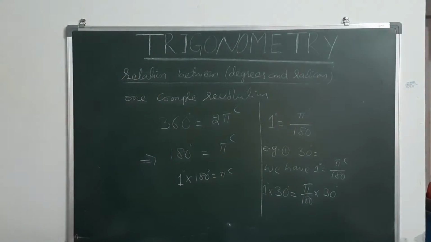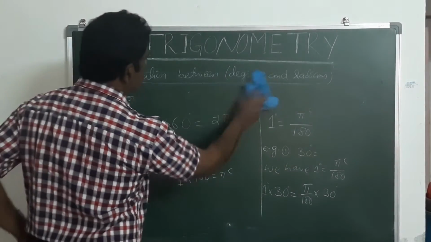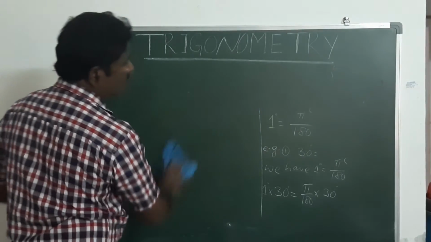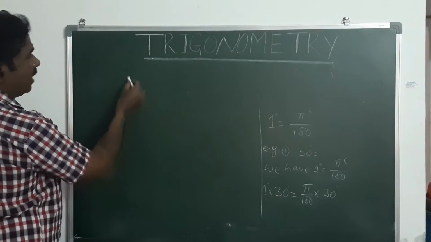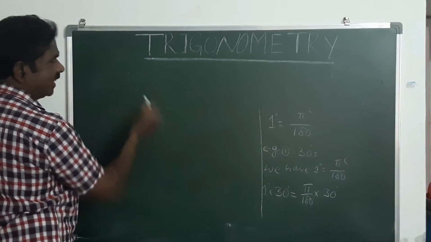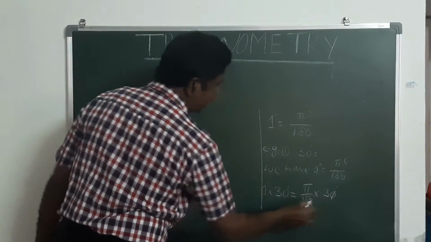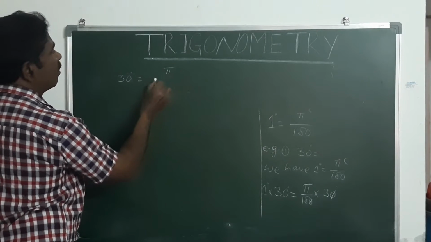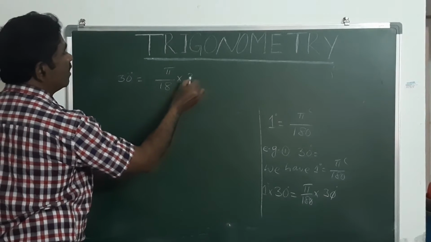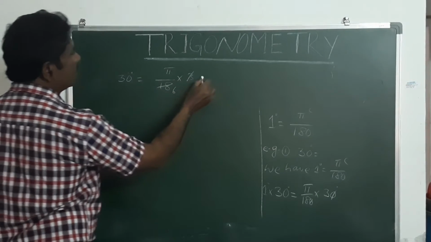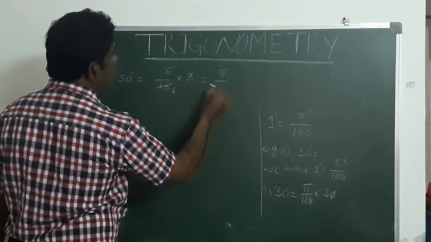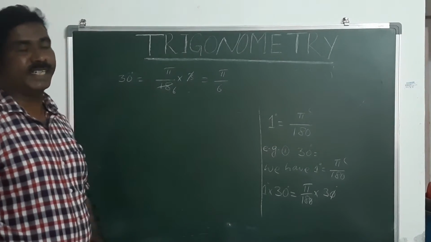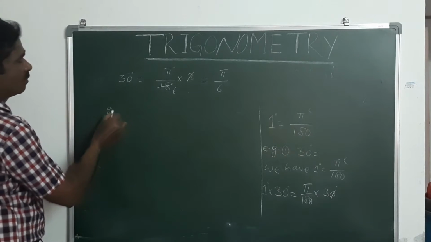Now what will we get? That is pi by 180 into 30, and you can cancel the zeros. So 30 degrees equals pi by 18 into 3. 3 ones are 3, 3 sixes are 18. So we got pi by 6. So 30 degrees equals pi by 6 radians.